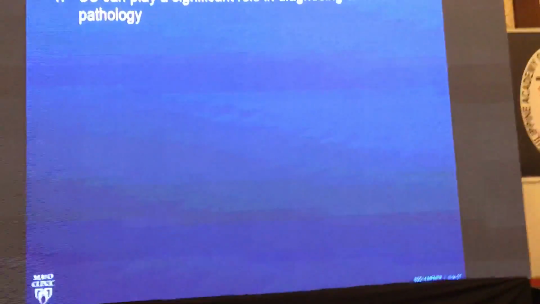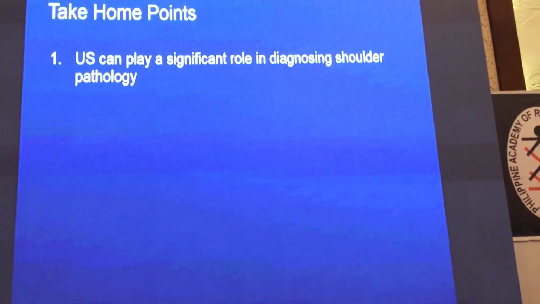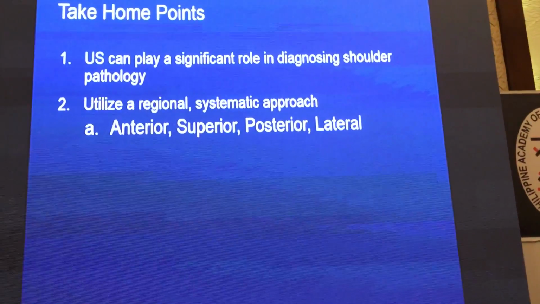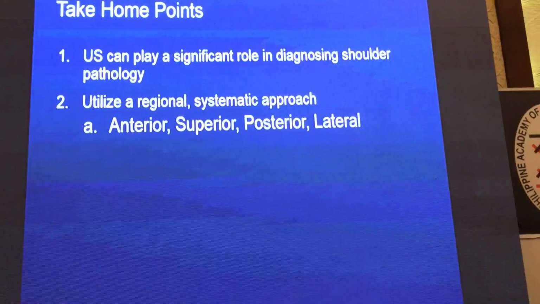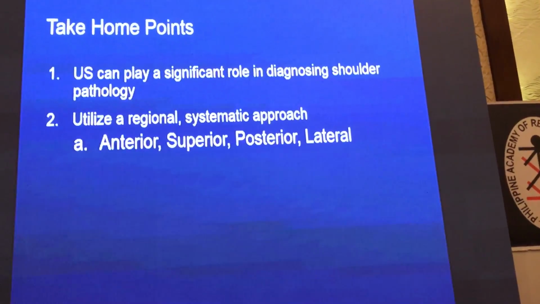So, take-home points for the diagnostic aspect. Ultrasound can play a significant role in diagnosing shoulder pathology. You should use a very systematic approach to your diagnostic ultrasound examination. I do it the exact same way every single time, and you can think about it similar to a physical examination.